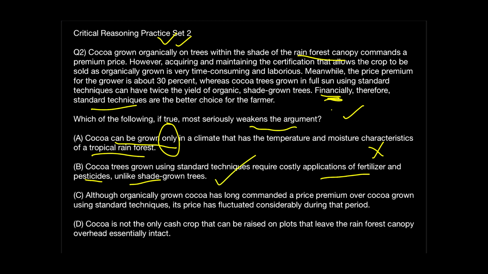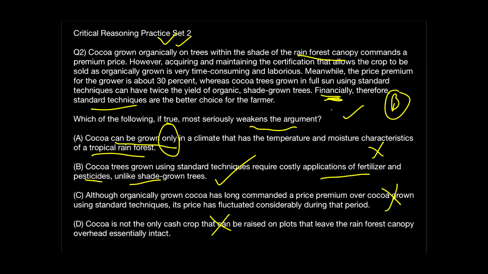But let's just see C and D. Although organically grown cocoa has long commanded a premium price over cocoa grown using standard techniques, its price has fluctuated. Now, its price being fluctuated has nothing to do with the way it is grown. So that's gone. Cocoa is not the only cash crop that can be raised on plots that leave the rainforest canopy overhead. We are not comparing cocoa with some other plants. The comparison is between cocoa grown by standard methods and cocoa grown by organic methods. So this will also not be correct, and my correct answer for this question is option B.